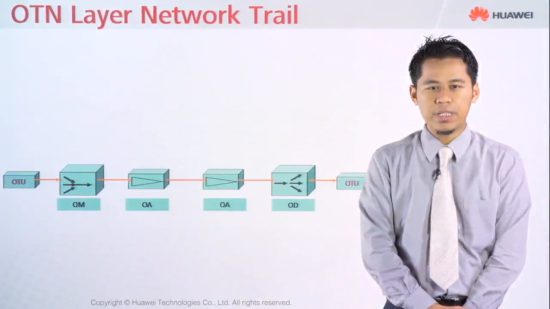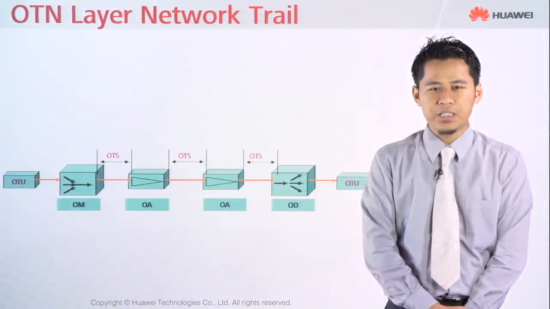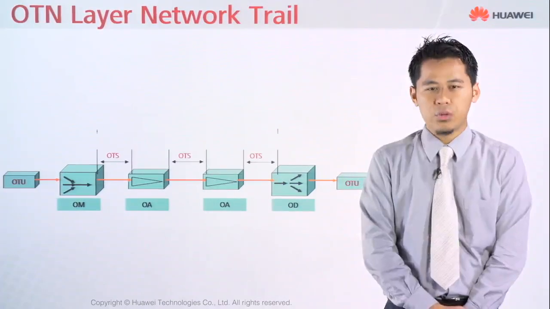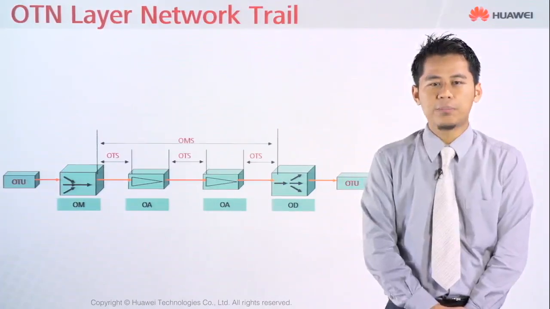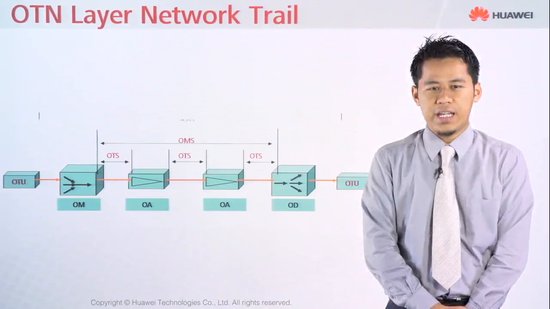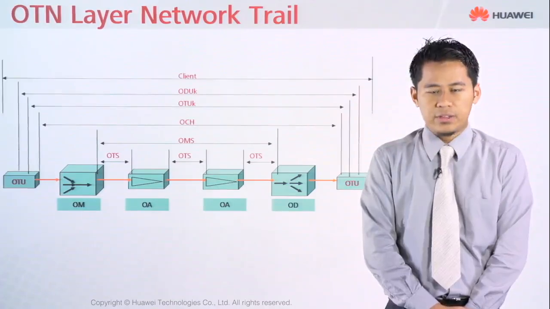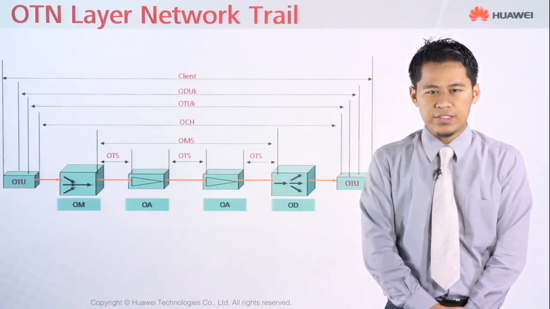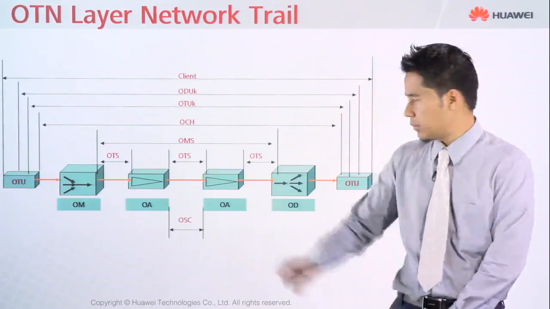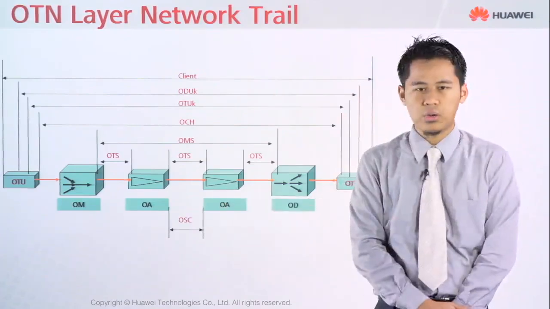The first one will be the OTS, optical transmission section, following the OMS, optical multiplexer section, and the rest here will be following the OCH trail and the rest. Don't forget the OSC layer, which is at the bottom, between OA to OA.